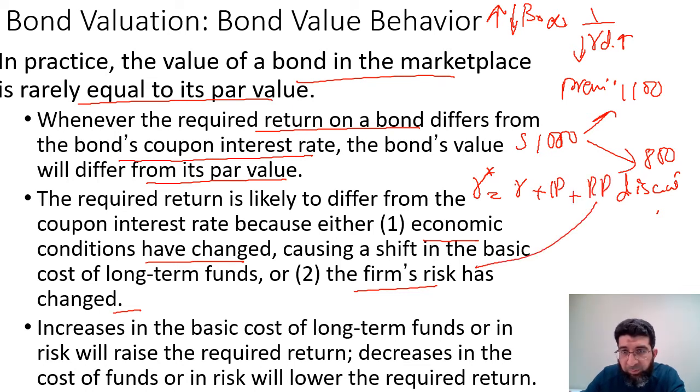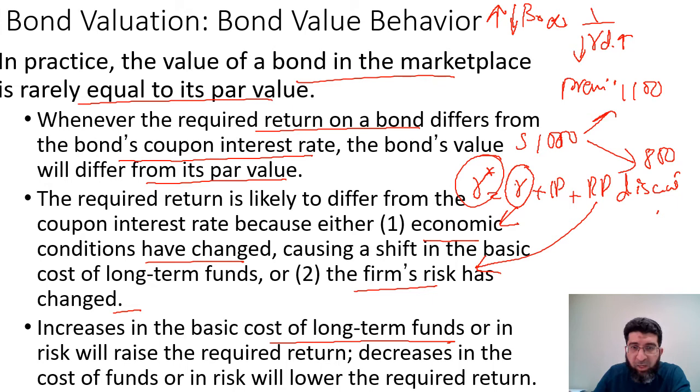And you can see the risk premium will affect the nominal interest rate, plus the real interest rate, because of the economic conditions. They can change. When the R in the market changes, obviously it will have an effect on the bond's cost, whether the bond is costly or it's worth investment. So this is going to change the price of the bond. Increases in the cost of long-term funds will raise the required return, and decreases in the cost of funds will lower the required return.